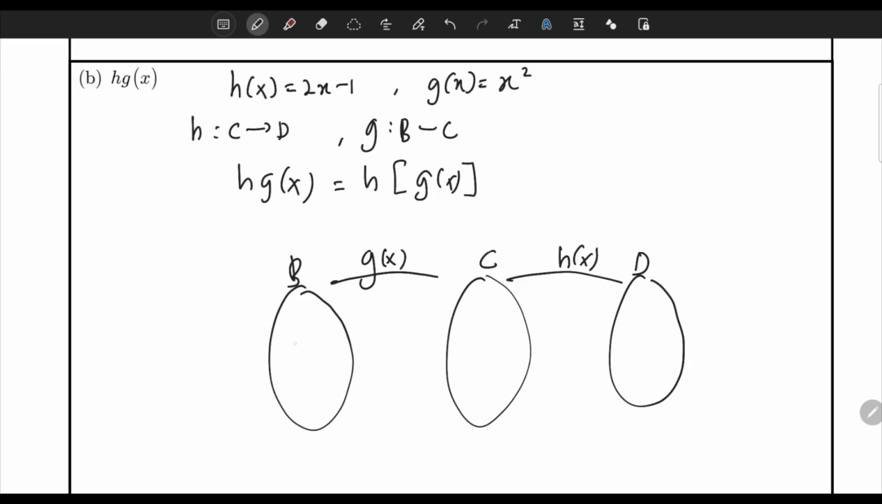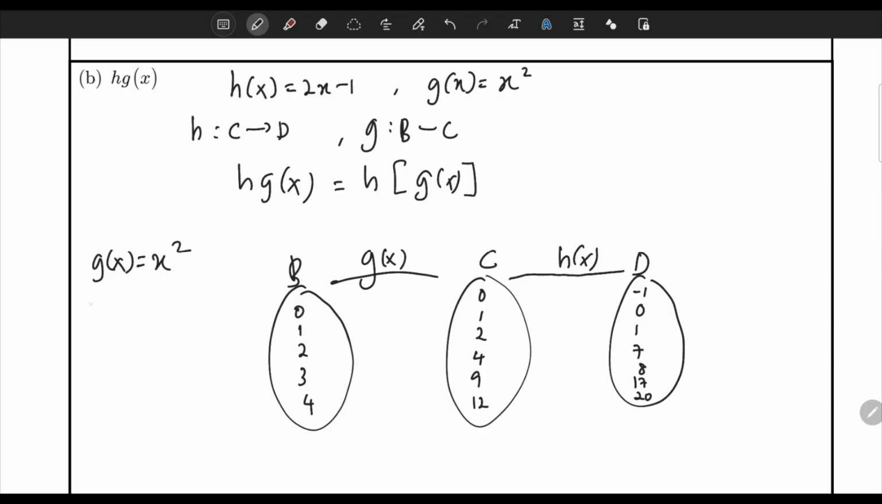So let's fill in the elements of set B. Right, these are elements of set B. So set C and then set D. Right, again, so write down our gx. So gx will be x squared, x elements of real number.